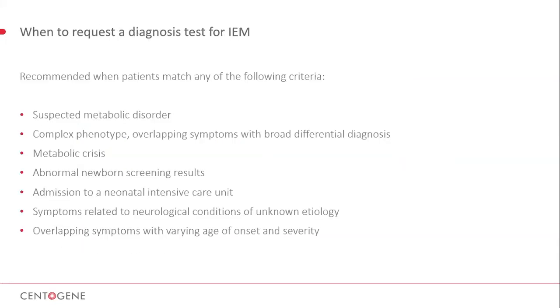So now, when to request a diagnostic test for an inherited metabolic disorder. Well, it is indicated whenever we suspect a metabolic disorder, whenever we are facing a complex phenotype with overlapping symptoms, or one that has a broad differential diagnosis. In any case that we face a metabolic crisis in a patient, or when we receive abnormal newborn screening results, and for those patients admitted to the neonatal intensive care unit, especially if we don't have a clear cause of what's causing the deterioration in the patient.